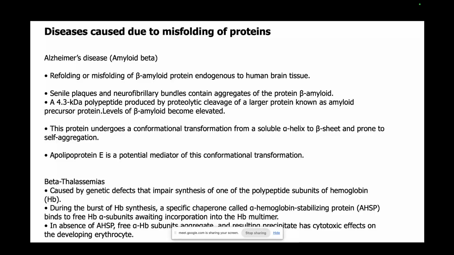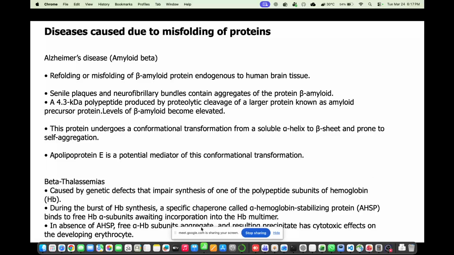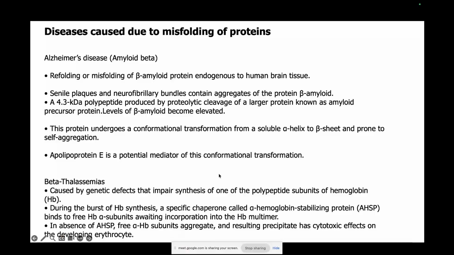It binds to the free hemoglobin alpha subunits, awaiting the incorporation into the hemoglobin multimer. In the absence of this protein, alpha hemoglobin subunits aggregate, resulting in precipitate that has cytotoxic effects on the developing erythrocyte. So it is the misfolding of this protein that is becoming dangerous, accumulating and becoming dangerous to the development of the cell itself. So these examples are to tell you that protein folding can directly cause diseases, right? Misfolding of proteins can directly cause diseases.